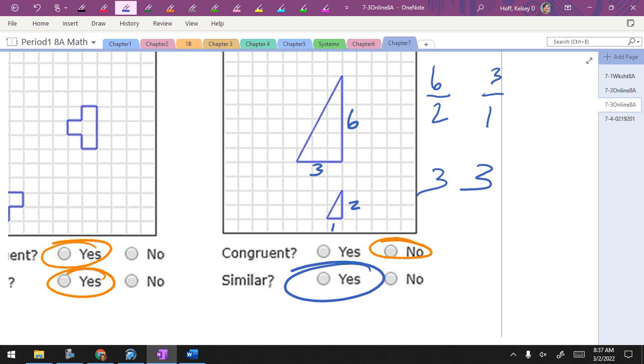Okay? I think there's some problems today that you have to drag the slider to get the shapes to match up. Don't forget to actually do that. You will not have any work to turn into me. When you're done, do not talk. Find something else to work on.